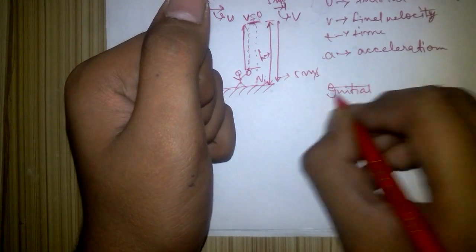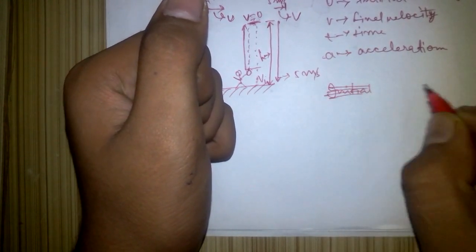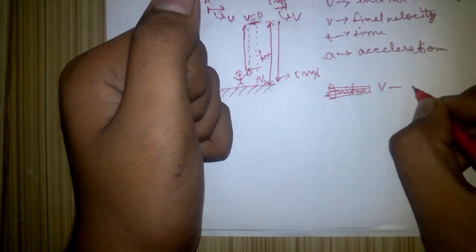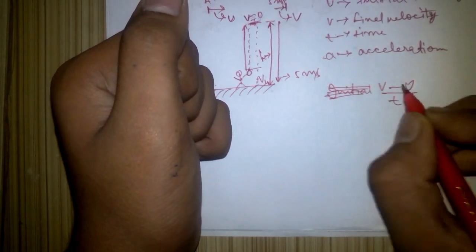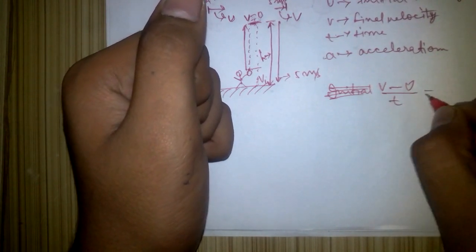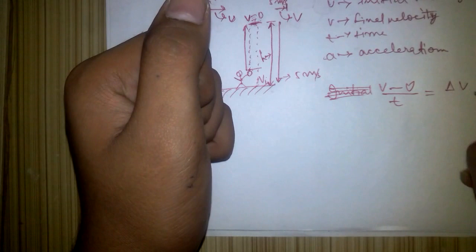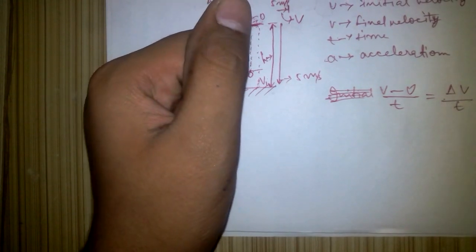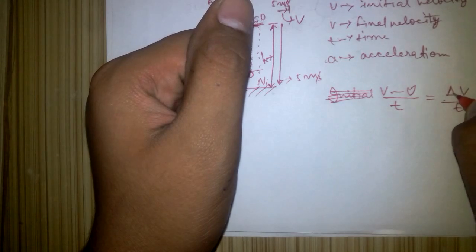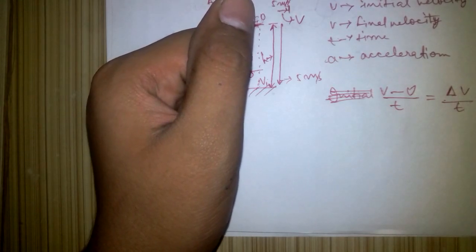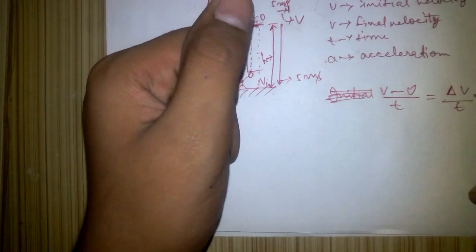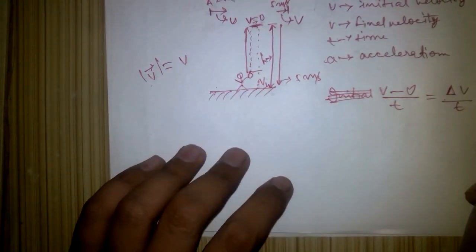No, that's wrong. Let's just write it by symbols. It is final velocity minus initial velocity divided by time. This is the rate of change of velocity. Change in velocity is written as delta v, divided by t, the rate. Delta means change. Delta v means final velocity minus initial velocity.